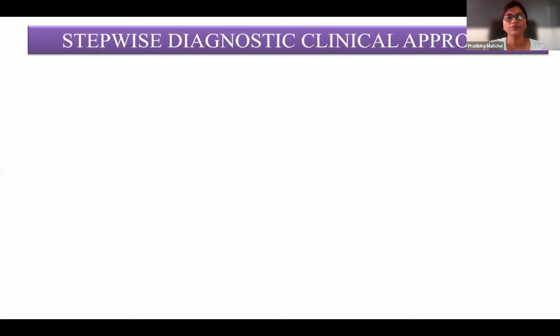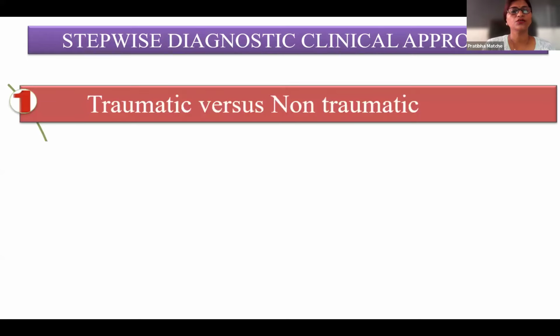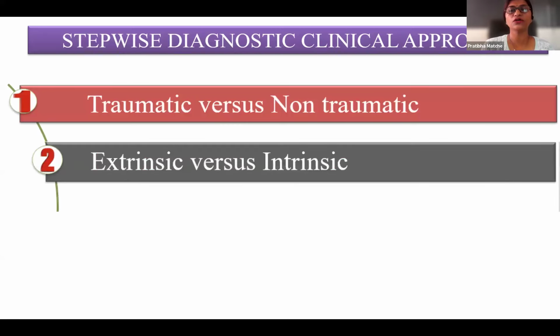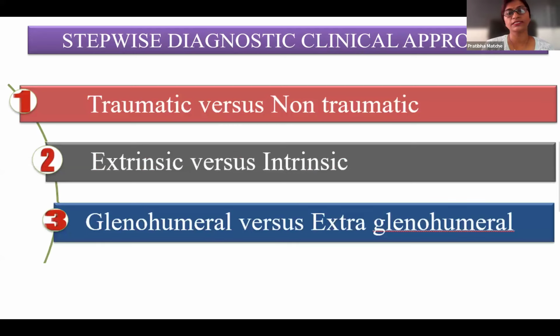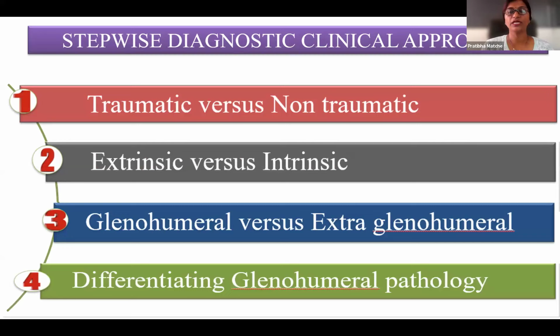Now we'll come to the stepwise diagnostic clinical approach. So how do you stepwise diagnose a patient with shoulder pain? Find out whether there is a history of trauma or not. If there is no history of trauma and the cause is non-traumatic, then whether the cause is intrinsic or extrinsic. Once you have ruled out the extrinsic cause, in the intrinsic causes, whether it is glenohumeral or extraglenohumeral pathology. And once you have ruled out extraglenohumeral pathology, you differentiate the glenohumeral pathology. So we are going to go through each step one by one.